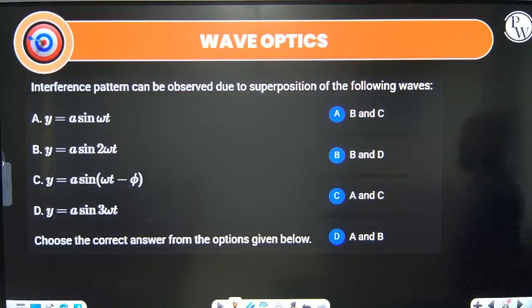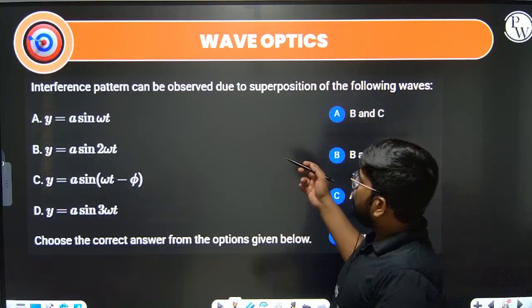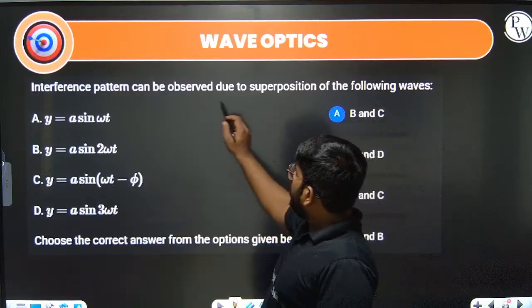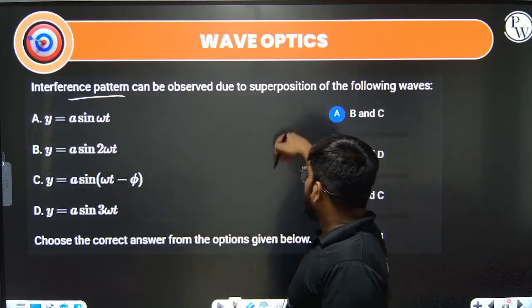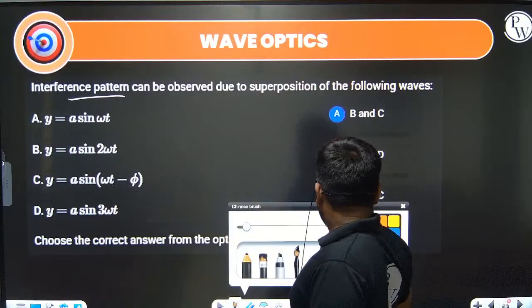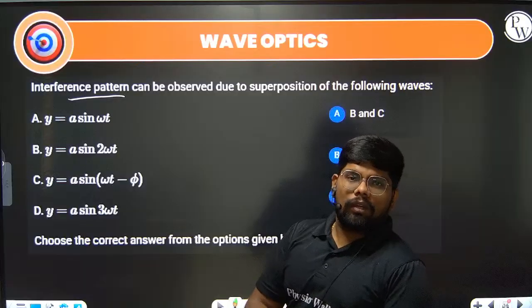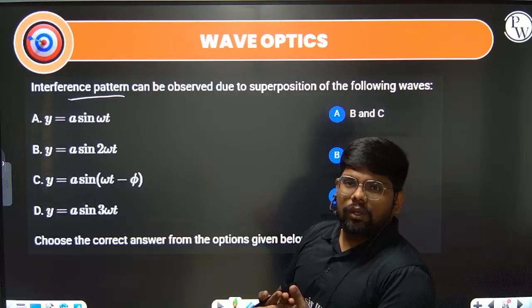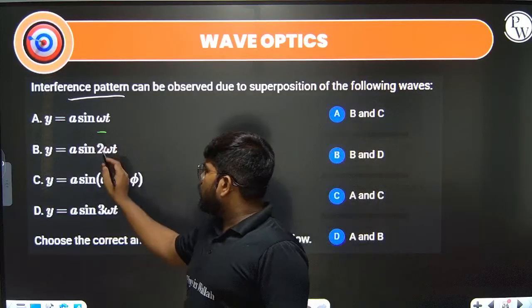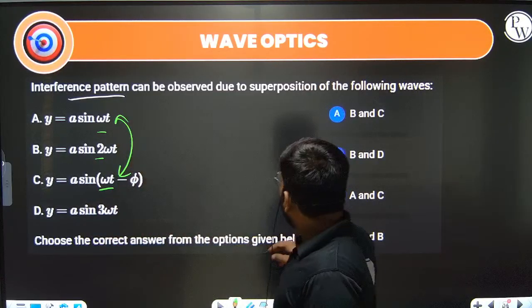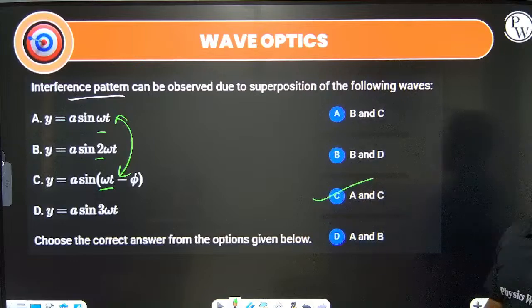Let us see a few questions here. Interference pattern can be observed due to superposition of which waves? They're asking which waves are to be superimposed. One thing I just said is that the waves should be coherent, meaning they should have the same frequency. Here the frequencies are different, and here these two are the same. So A and C could be undergoing interference.